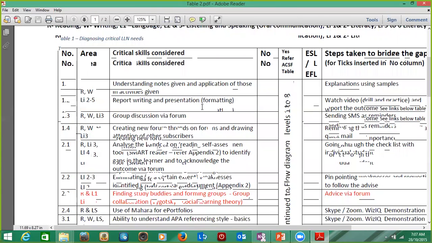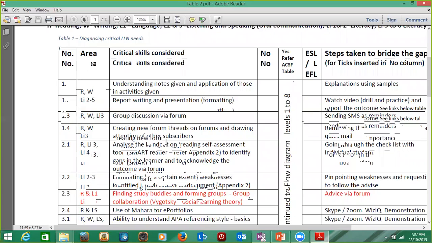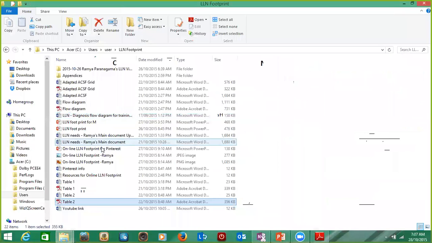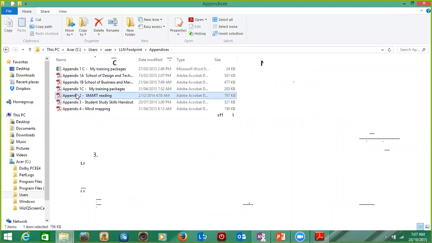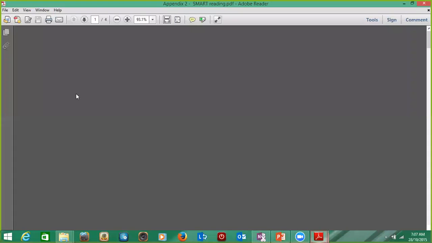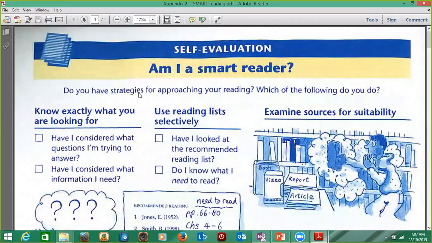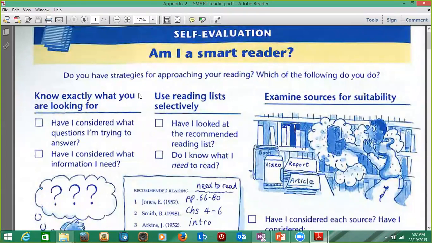The other issue is, can the students identify the weaknesses in their reading? This is very important here. The reason is, I have been using this reading document. This is Stella Cotterell's book about how to study. In that book, this particular chapter, especially, "Am I a smart reader?" We don't need just reading. We need students to be able to read critically, and that is the key.